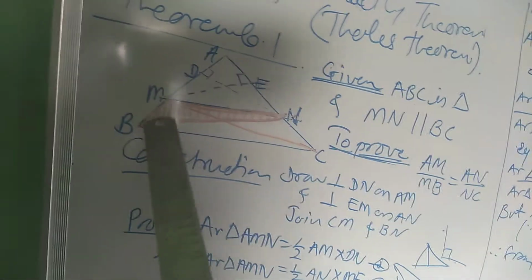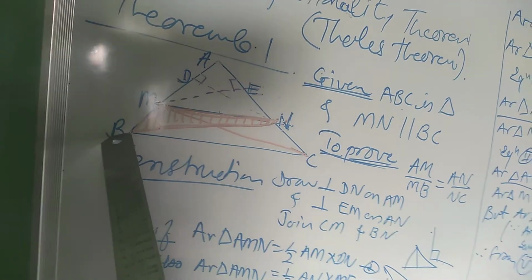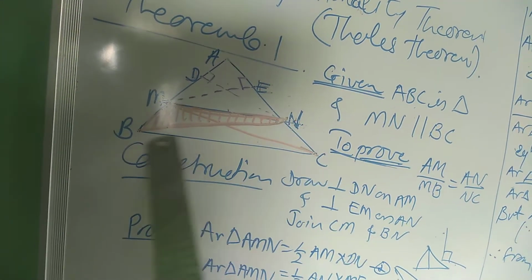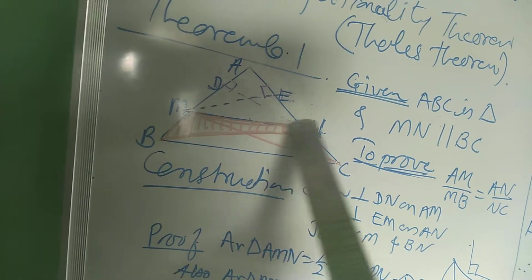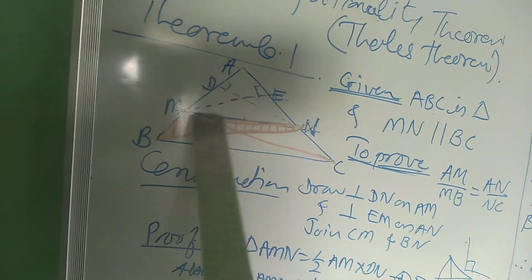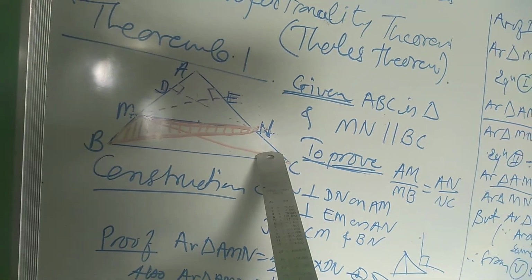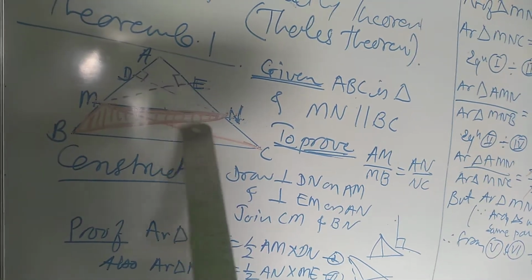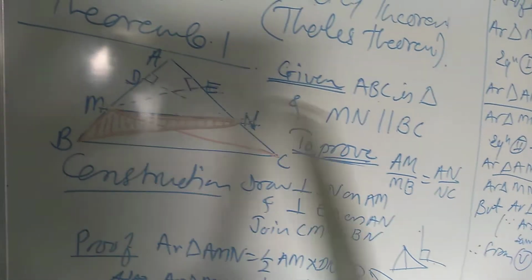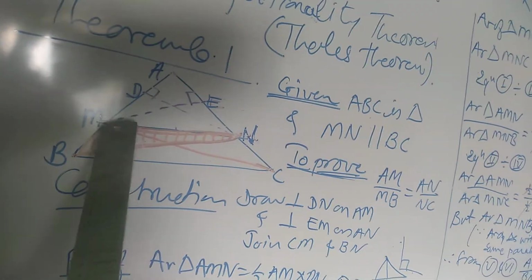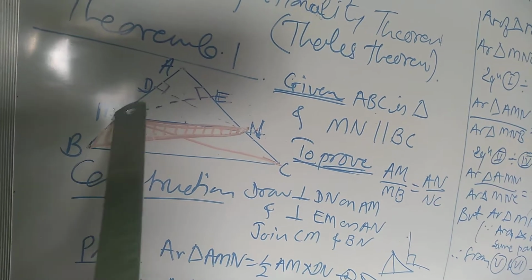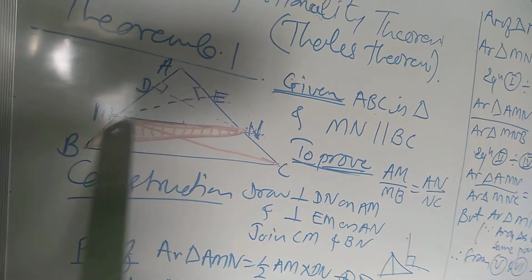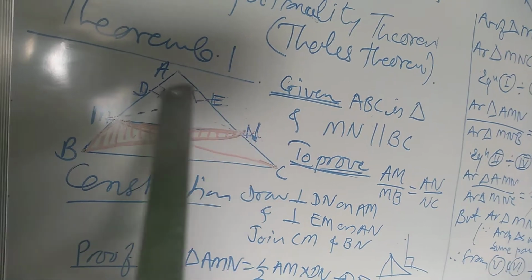Next, we can find out the area of this triangle, MNB and MNC. You can see these two triangles are on the same base and between the same parallels. So their areas will be equal, and we are going to find out the area of this. Area of the triangle MNB will be equal to half the base MN. If base MN is taken, then what will be its altitude or the height?